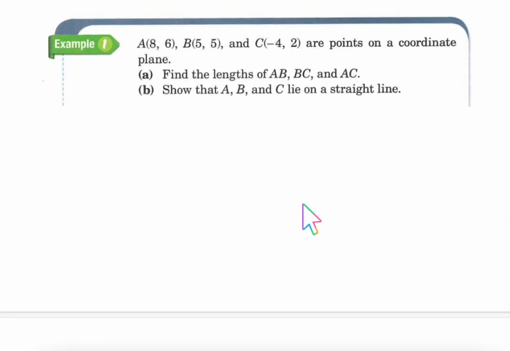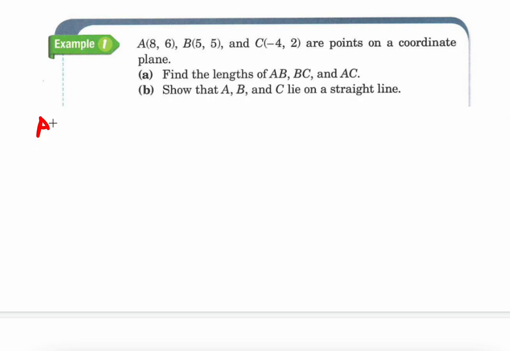All right, let's do an example from our book then. Look at that. They don't give you a coordinate plane. So this is where our formula would be helpful. They're giving us A, B, and C. We need to find the lengths of AB, BC, and AC. Then we need to show that they actually lie on a straight line. Go ahead and pause the video and try it on your own first.